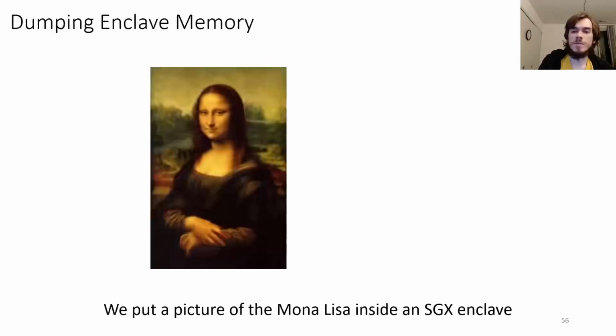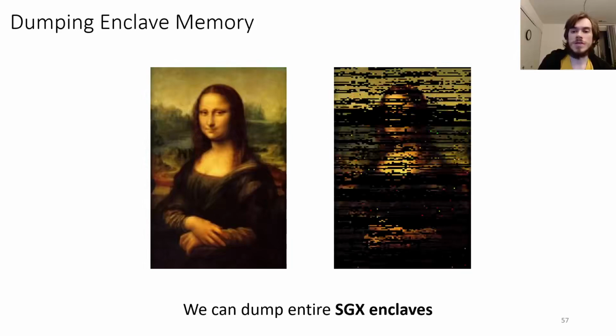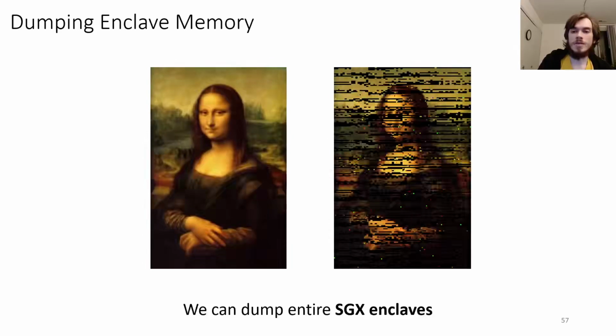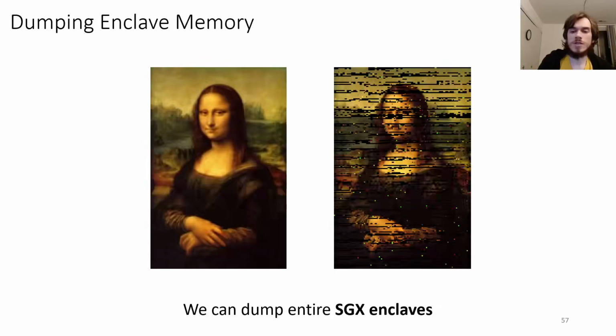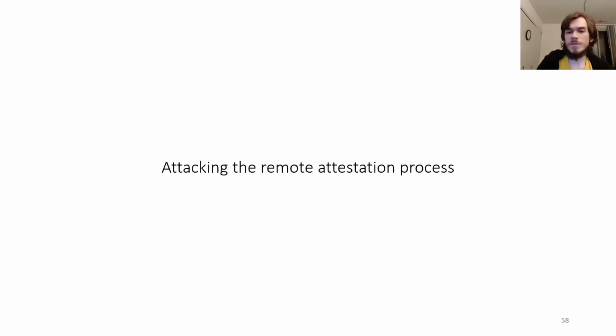So one thing we decided to do is to look at if we can dump memory from SGX enclaves using CacheOut. So to exemplify this, we actually put a picture of the Mona Lisa inside an SGX enclave. And then we simply use CacheOut to extract the Mona Lisa out of the enclave. And in fact, as you can see here, we quite successfully did so, which means we can quite successfully dump entire SGX enclaves.